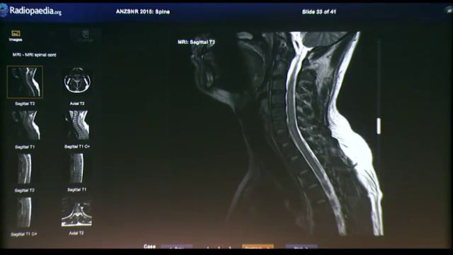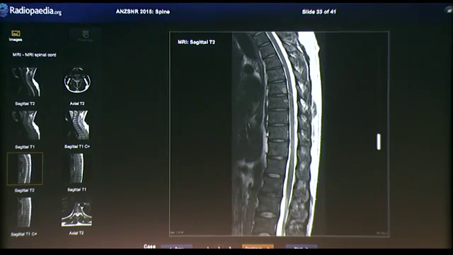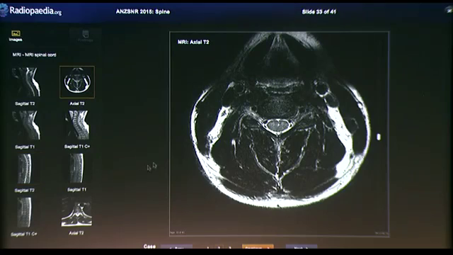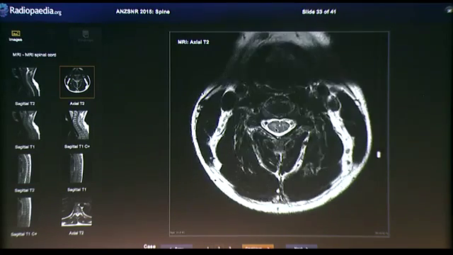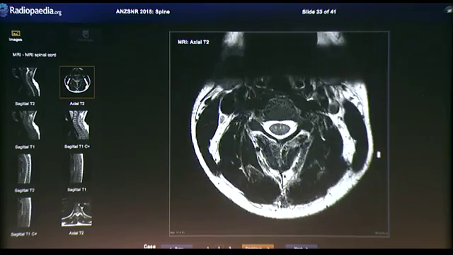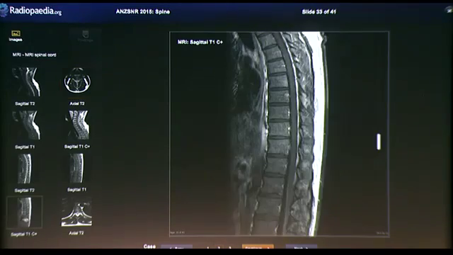So you can see that there is long segment T2 hyperintensity, centrally reasonably thin, all through the cervical cord and very subtly coming down into the thoracic cord. When we look at this on the T2 sequences, we can see that the signal abnormality actually corresponds to the anterior horns. There was no abnormal contrast enhancement in these regions.